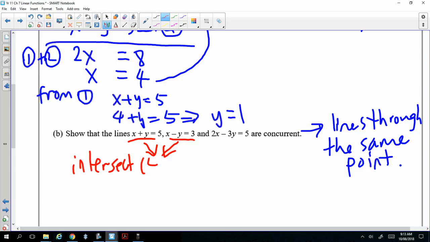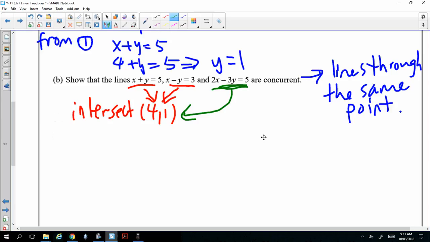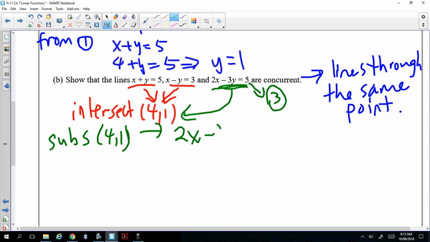So to show that they are concurrent, you have to make sure this line also passes through this point. Now, does this line pass through this point? How do I know that? How do I check it? Sub it in. Very good. So we're going to substitute 4, 1 into the third equation, which we call number 3. So you get 2x minus 3y equal to 5.